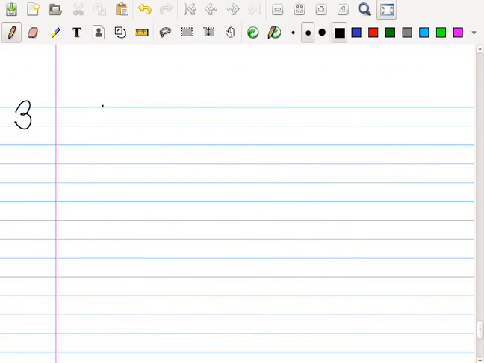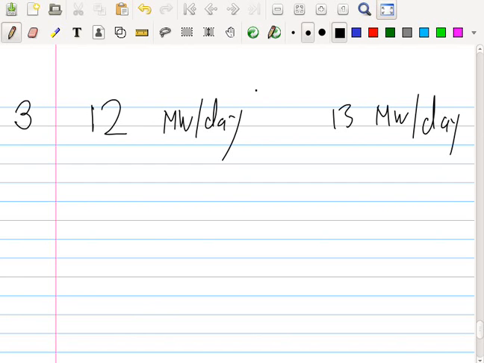Okay, number 3 now. So in number 3, you have a town, and at the start of 2013, the town uses 12 megawatts a day of energy. Then at the end of the year, the town is a little bit bigger, and it will use 13 megawatts a day. So this is after 1 year. So this is a typical question for the exam too. Model the energy consumption to be exponential and find the formula.